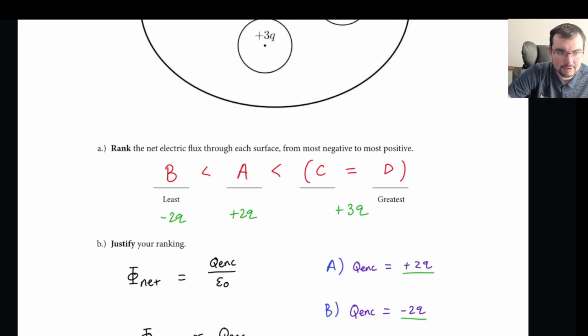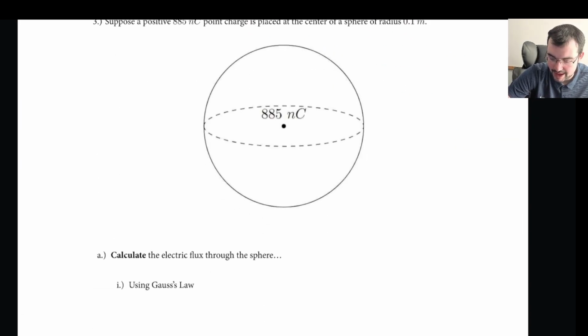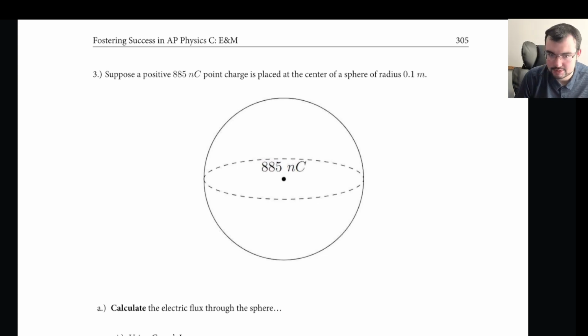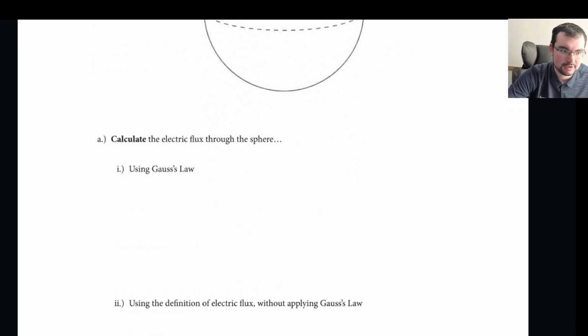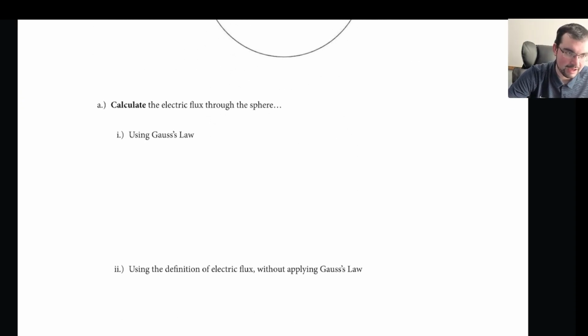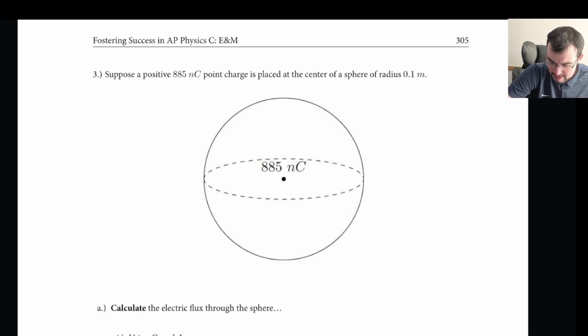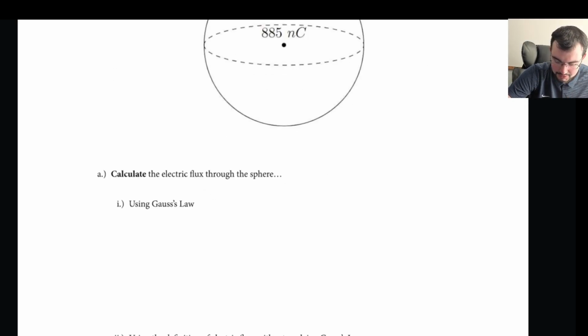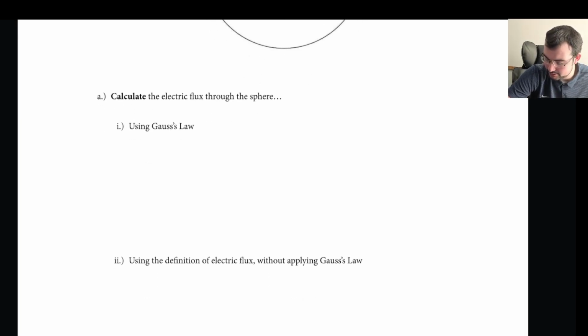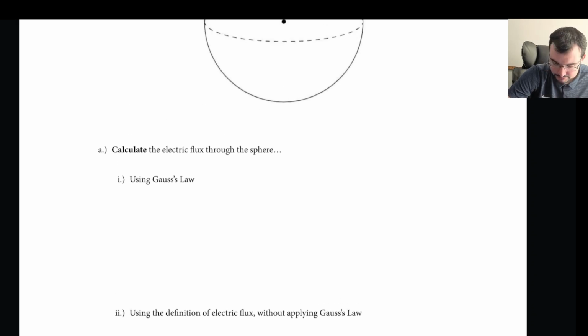If you're actually asked to do this numerically, again, we don't need that much to do these Gauss's law problems. Suppose a positive 885 nanocoulomb point charge is placed at the center of a sphere with radius 0.1 meters. Calculate the electric flux through this sphere using Gauss's law and not using Gauss's law. If you're ever asked for net flux, just ask yourself if you can easily apply Gauss's law first before you try anything.